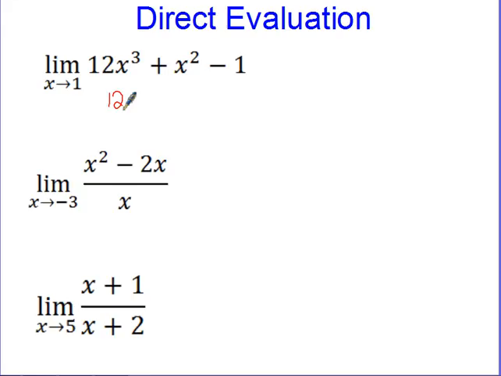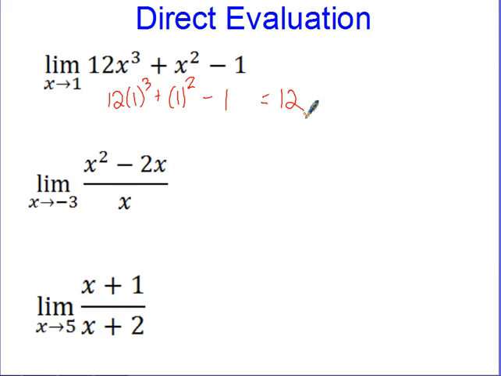12, 1 cubed plus 1 squared minus 1. You shouldn't need a calculator. What do you get? 12. These are going to cancel, right? Because it's 1 minus 1, so that's 0. And basically 1 cubed is still 1. 12 times 1 is 12. So that's it. That's the answer for that one. Okay? You should be able to plug it in.